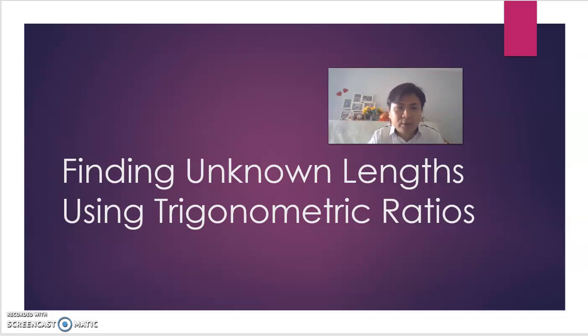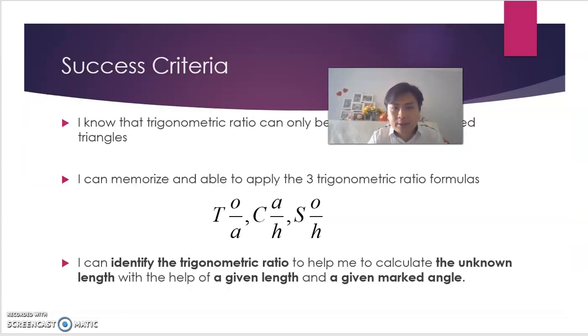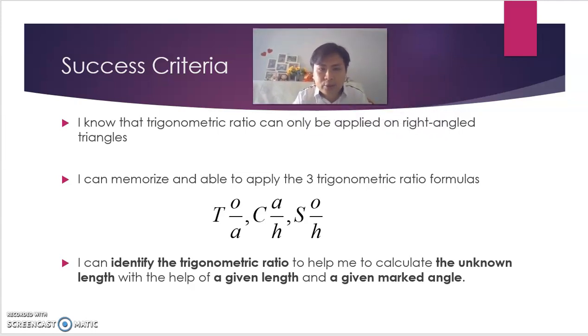Right, hello everyone. Today we are going to learn how to find unknown lengths in a right angle triangle using trigonometric ratios. Okay, let's take a look at some of the success criteria.